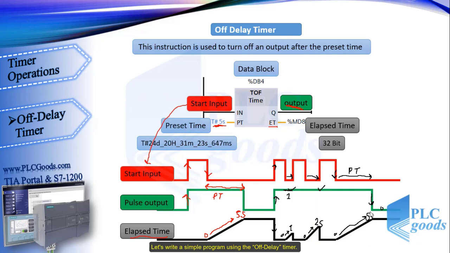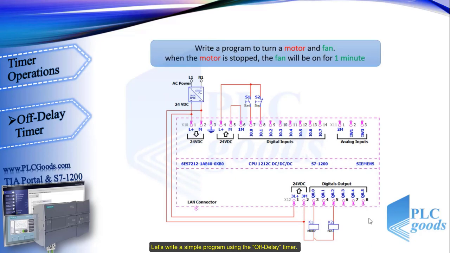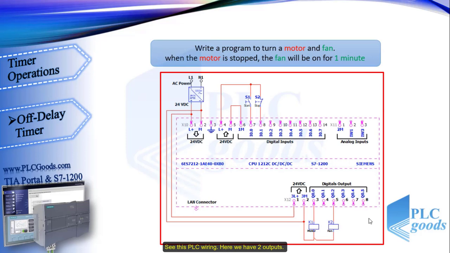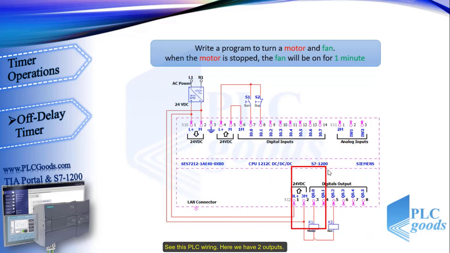Let's write a simple program using the off delay timer. See this PLC wiring. Here we have two outputs. I want to write a program to turn on a motor and a fan. When the motor is stopped, the fan will be on for 1 minute.